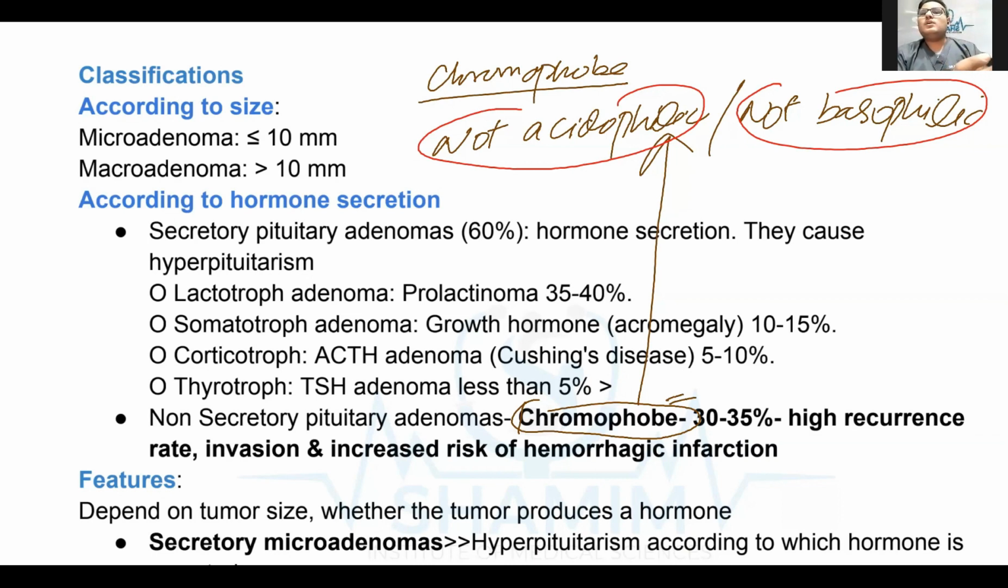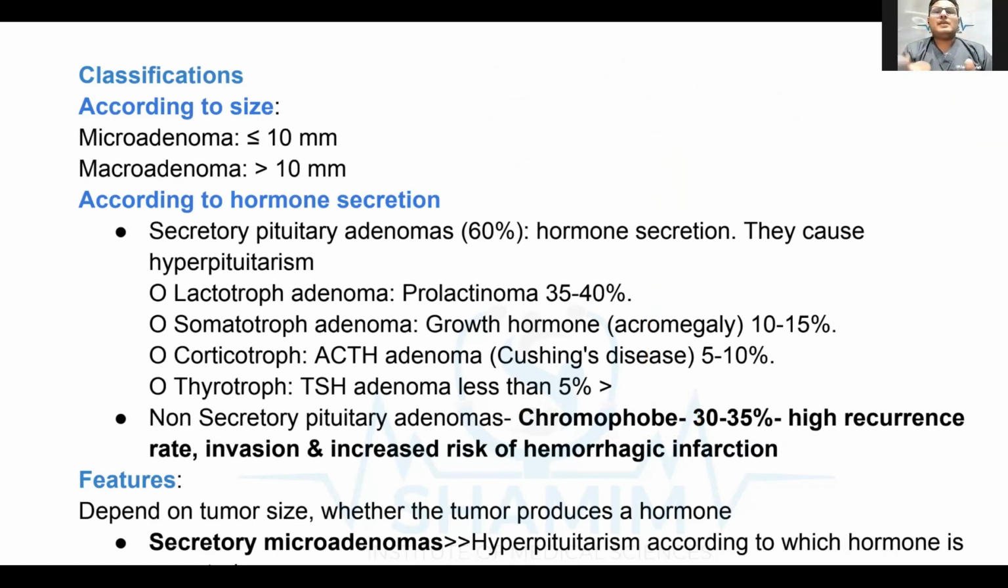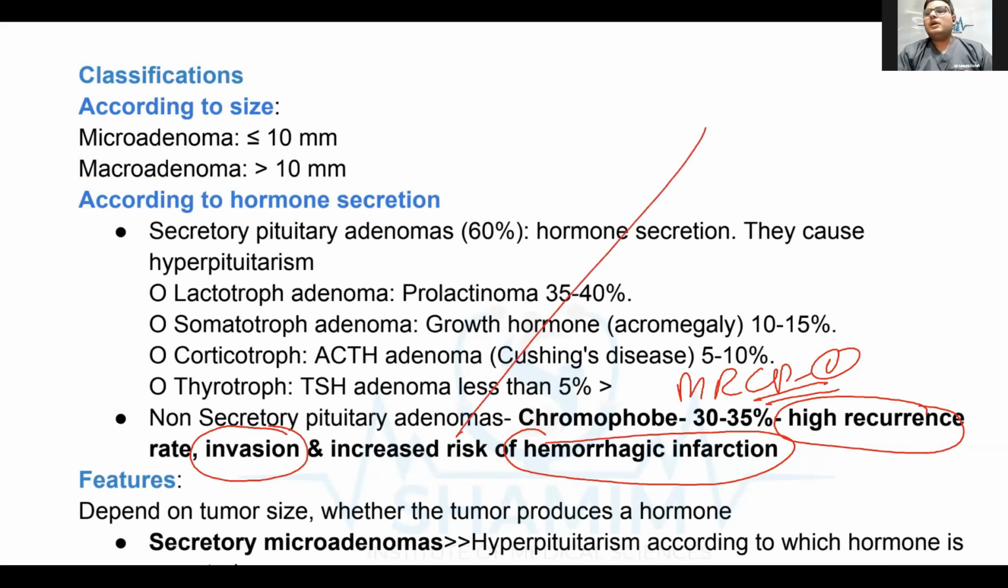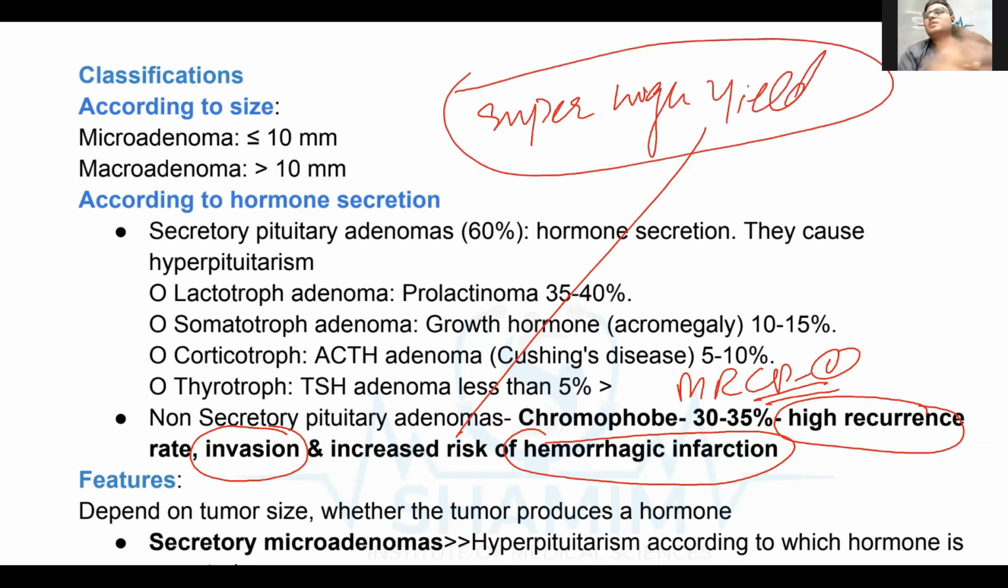When an adenoma is made from chromophobe cells, it has very important characteristics that can come in an MRCP part 1 exam question. It is a repeated part 1 question. It has a high recurrence rate, high invasion rate, and hemorrhagic infarction. That is a super high yield exam question. The chromophobe, which is a non-secretory pituitary adenoma, makes up 30 to 35% of pituitary adenomas, and they have a high recurrence rate, high invasion rate, and hemorrhagic infarction. These are very important points.